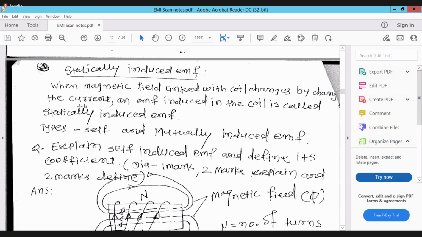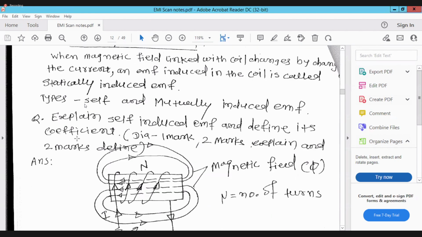There are 2 types of statically induced EMF: self-induced EMF and mutually induced EMF. The examples of mutually induced EMF are the transformer and induction motor. These are the examples over there.